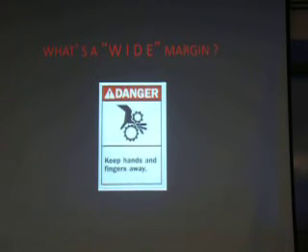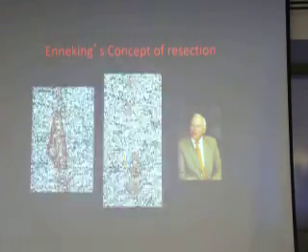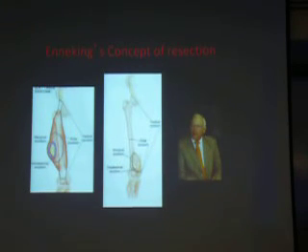So what exactly is a wide margin? If the examiner asks you, how are you going to resect this particular tumor, say in a distal femur, what are you going to say? You are going to say that it has to be a wide margin. And the concept of these margins has been given to us by William Enneking. He's talked about 4 things: an intralesional excision, a marginal excision, a wide excision, and a radical excision. So you need to know what these 4 things mean.